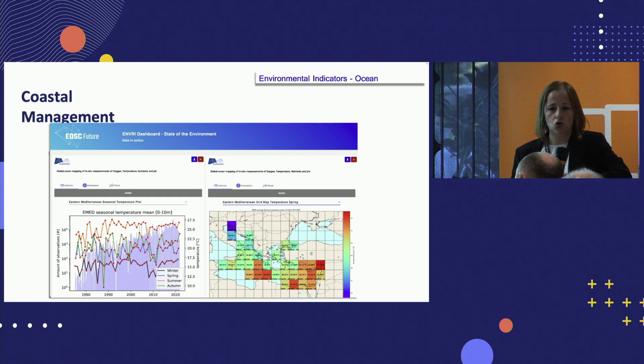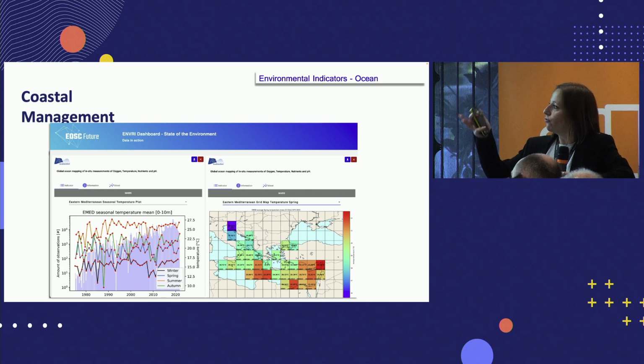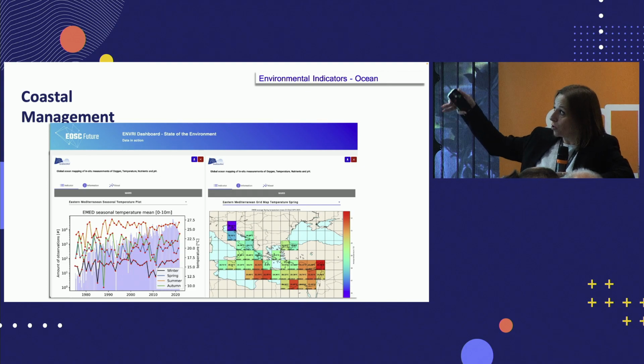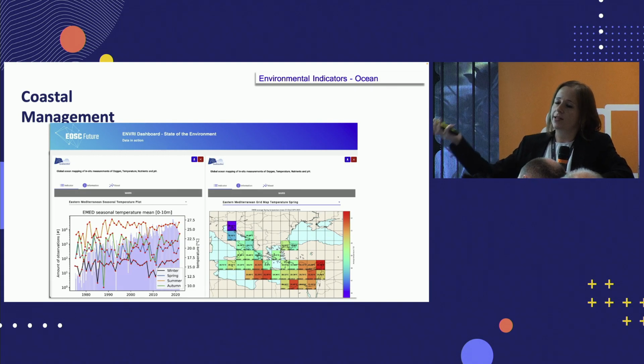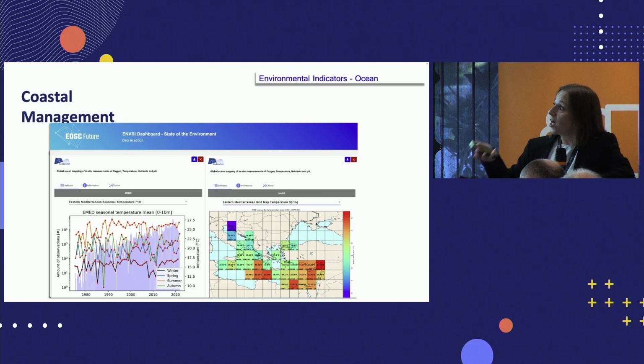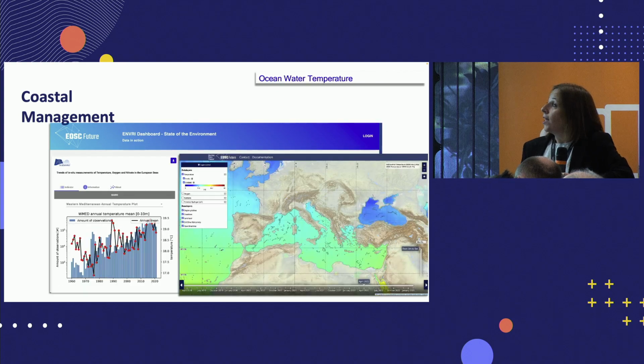The marine domain indicators have the form of graphs or plots where you can choose from a drop-down menu to visualize the different indicators that can be, for example, annual temperature or seasonal temperature. You can choose the area, Eastern Mediterranean or Western Mediterranean. Or you can interact with the frame again by clicking on the SeaDataNet logo. And in this case, you get access to another service, which is also developed for the EOSC Future project. And this is the Marine Data Viewer.